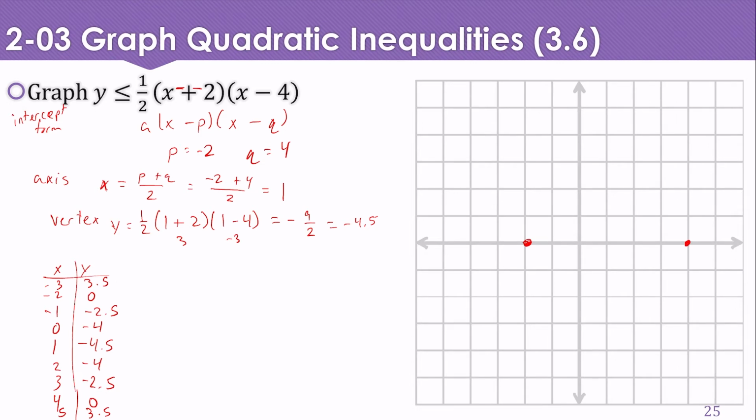All right, negative 3 and 3.5, negative 2 and 0, negative 1 and negative 2.5, 0 and negative 4, 1 and negative 4.5, and then the symmetry comes in. It's the same on each side. Now, is it solid or dotted? That's right, it is solid because it's less than or equal to. So let's draw a solid line parabola here.